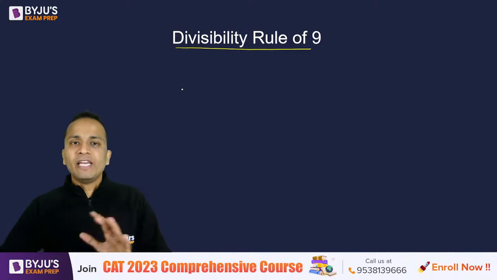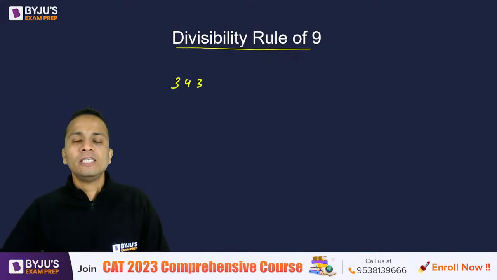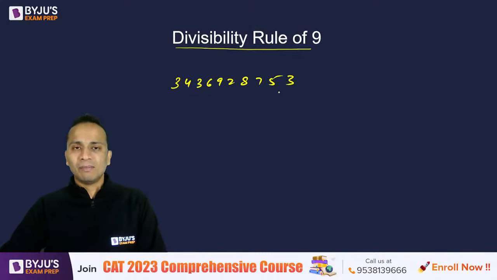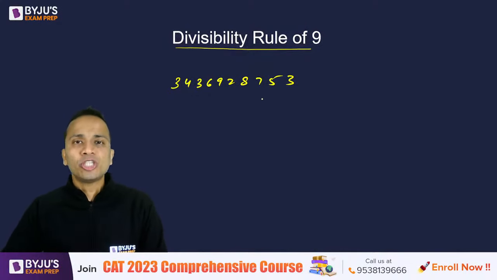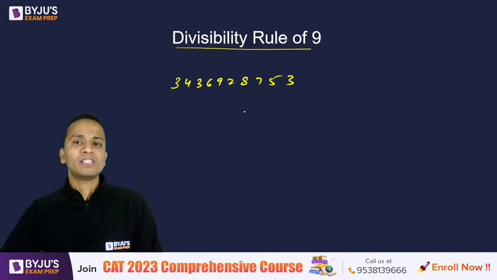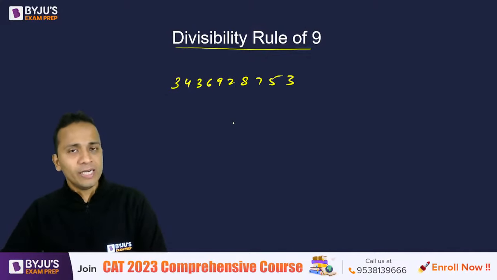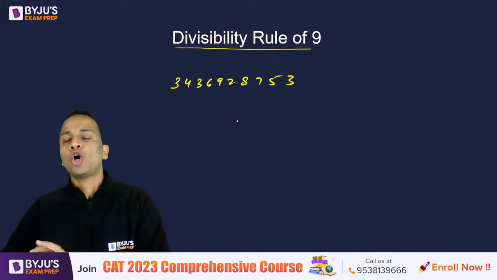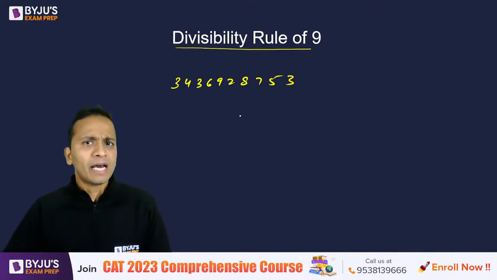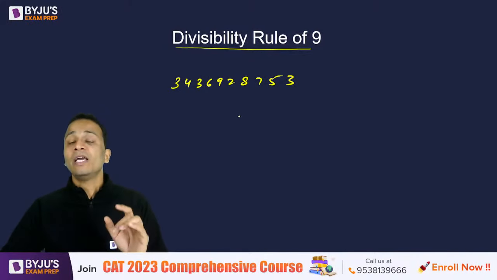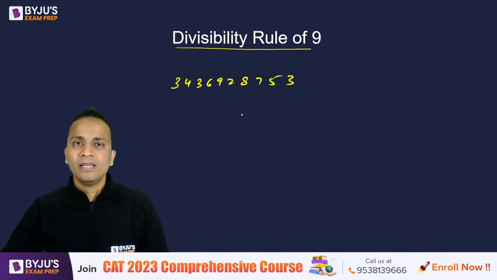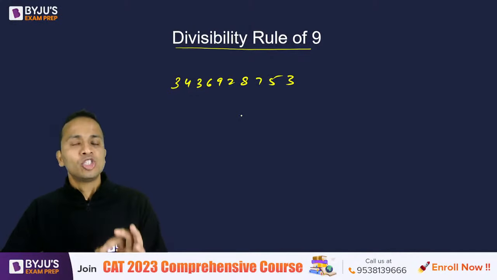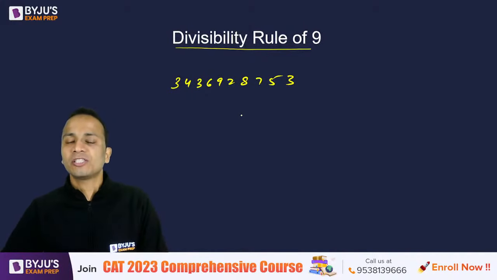So let's say you are given a very big number, 3, 4, 3, 6, 9, 2, 8, 7, 5, 3. Let's say this is a number that is given to us and we want to check whether this number is divisible by 9 or not. All right. So this is the first thing. I'll check whether this number is divisible by 9 or not. Now, if this number is divisible by 9, the remainder will be 0. If this number is not divisible by 9, then the remainder should also be calculated. And we can calculate this remainder using digital sum method.